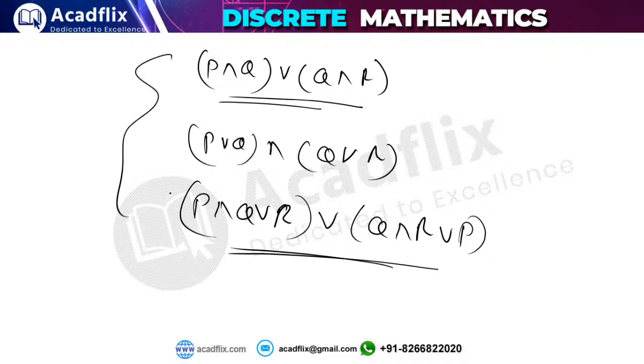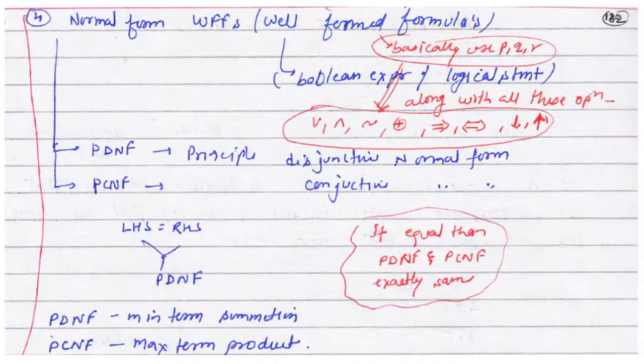Okay, and now this formula and this formula, they have a name. This formula does not have a name. These formulas do have a name. So these are known as normal forms. Some formulas have some specific, beautiful structure, and based on the structure of those formulas, we have two normal forms. One is PDNF, another is PCNF. Means principal disjunctive normal form, and another is principal conjunctive normal form.